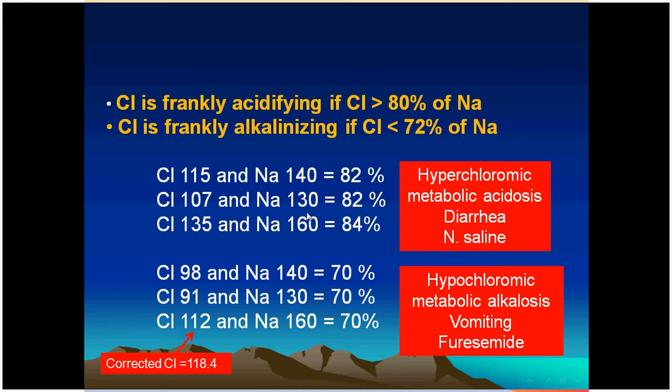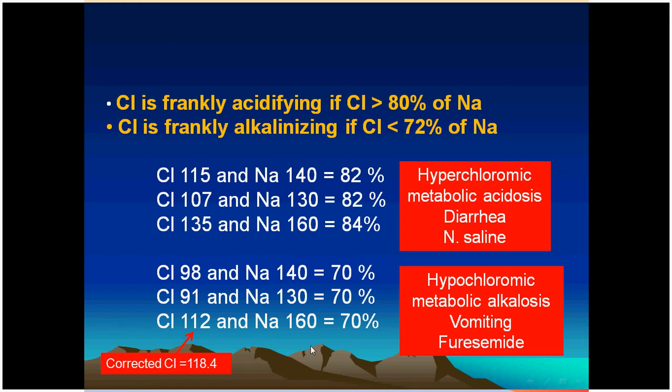So don't be misled by just looking at the sodium. Sodium is 140, close to the normal, or sodium 130, or sodium 160, and the chloride is larger, and the percent is 84%. This means that there is some sort of hyperchloremia. This is a metabolic acidosis, and might be due to diarrhea or infusion of normal saline.